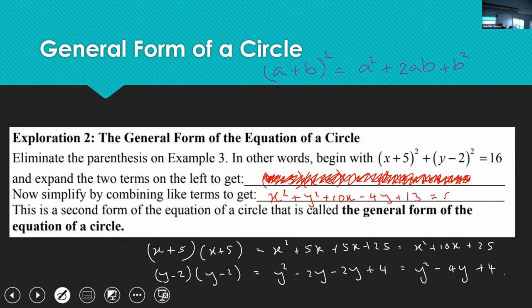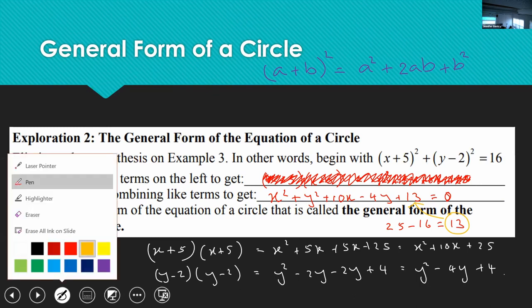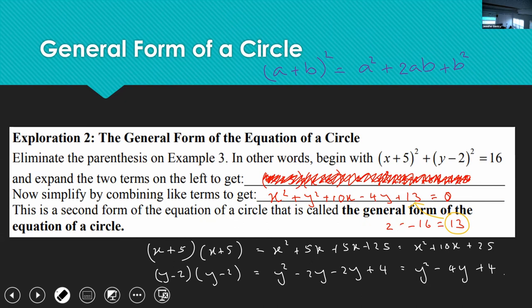The only thing we can combine in these equations are the numbers that have no variables with them. Okay? Equals 0. We always want it to equal 0 for this type of equation, okay? Big difference between the general and the standard, okay? Standard, we get r squared, right? General, we have 0. Okay? Does that make sense? You okay, Gabe? Is that a no?